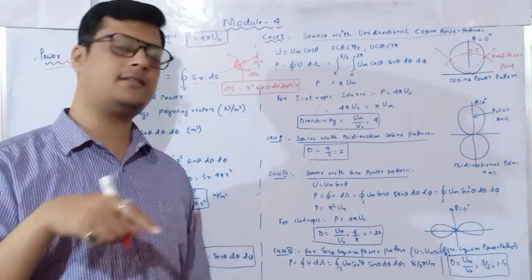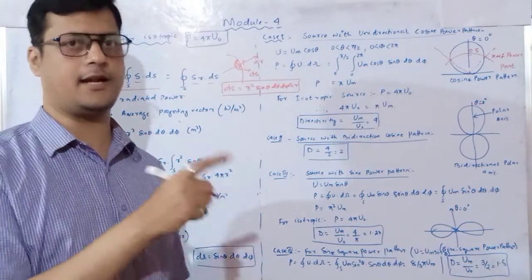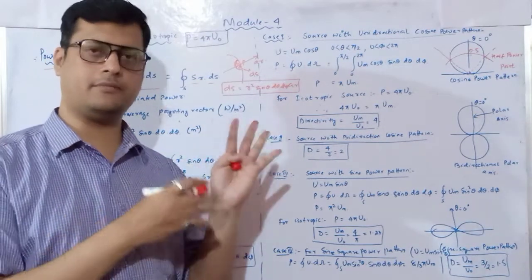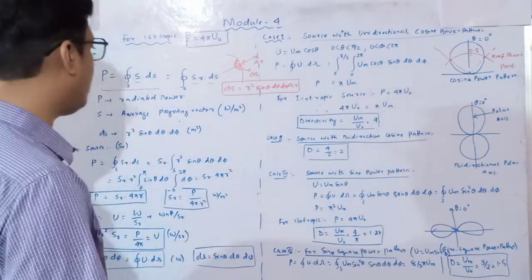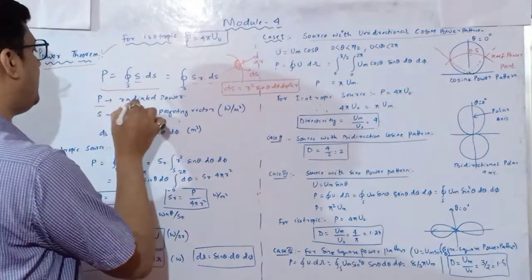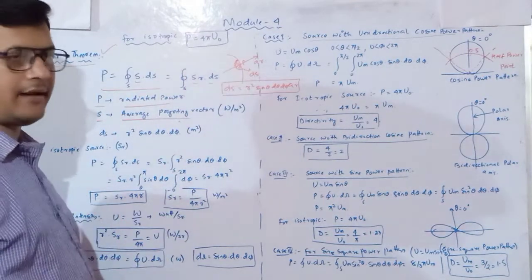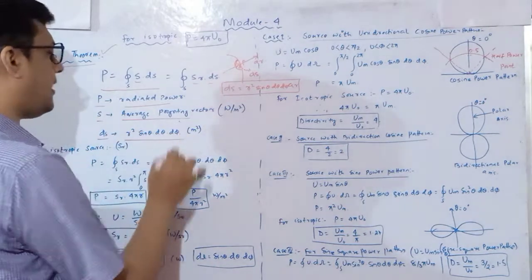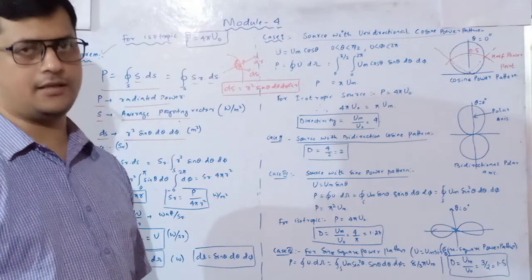So the imaginary surface which I am going to consider is r square sine theta d theta d phi. And this sine theta d theta d phi, as we have already seen, is called the solid angle, d omega. So what is P? P is the radiated power. What is S? S is the average Poynting vector, measured in watt per meter square. And what is ds? It is r square sine theta d theta d phi, measured in meter square.